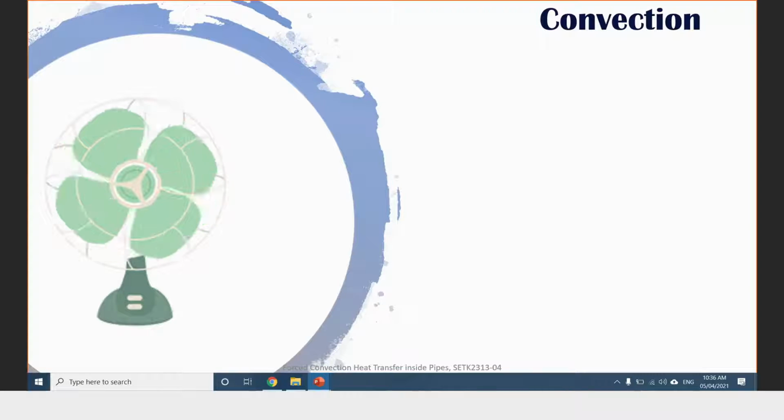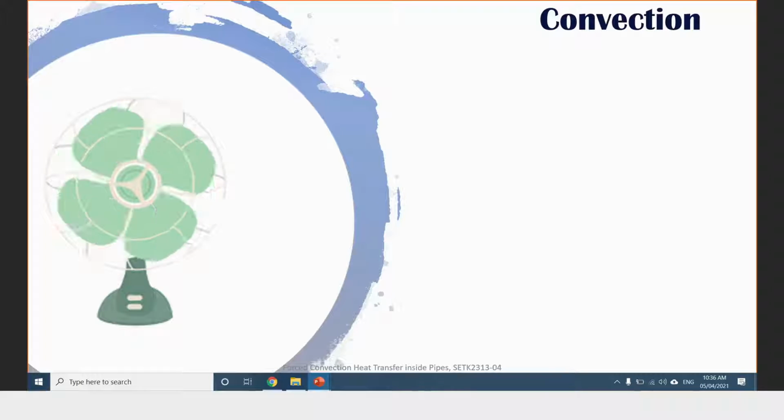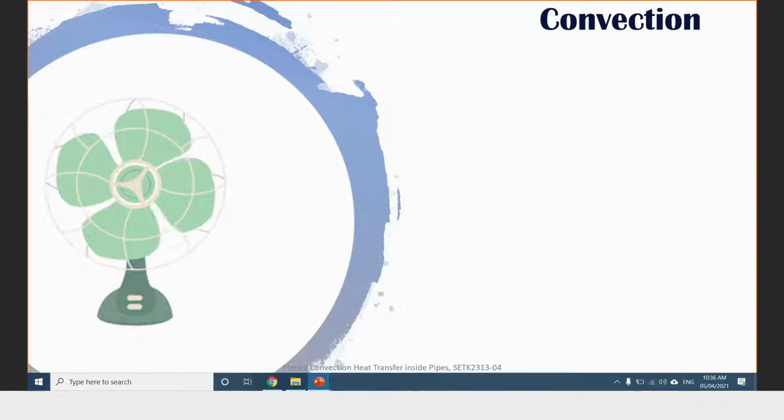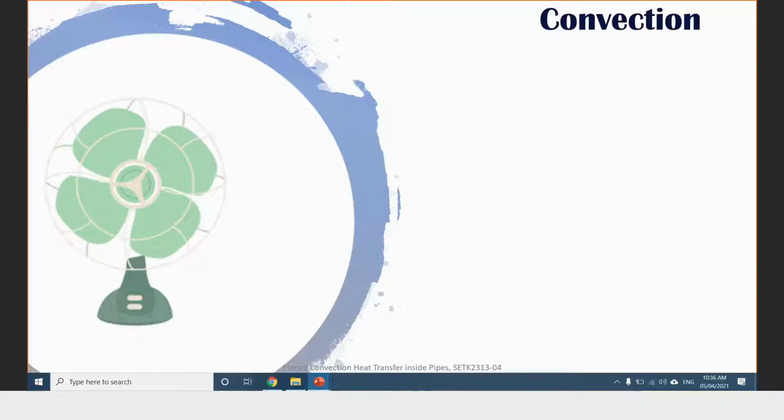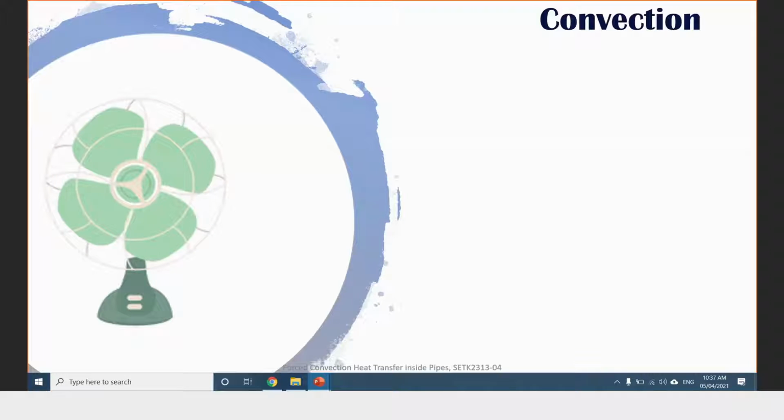But for forced convection, it is not simply according to the temperature difference, or only part of it is because of the temperature difference, but there are external pressures acting on it, like using a fan. So we sort of push the fluid, either make the movement of the fluid faster, or make it move in a different direction than it's supposed to. We call it forced because it doesn't occur naturally.